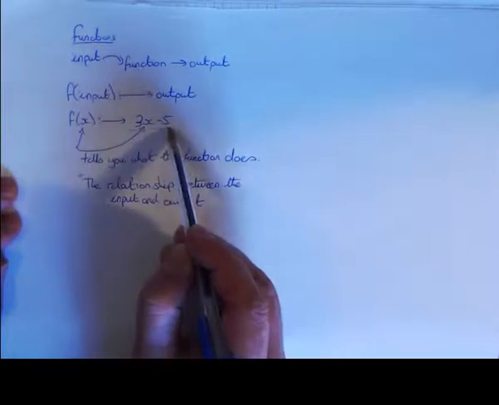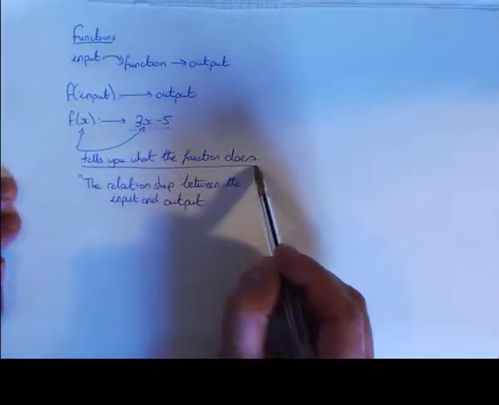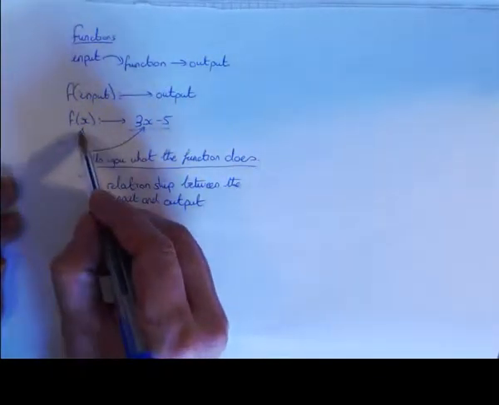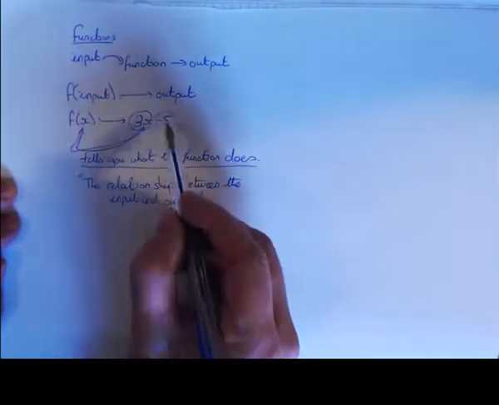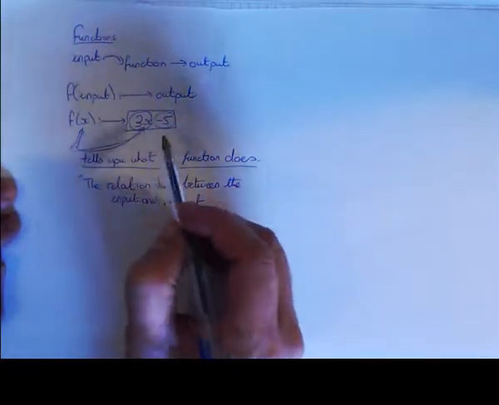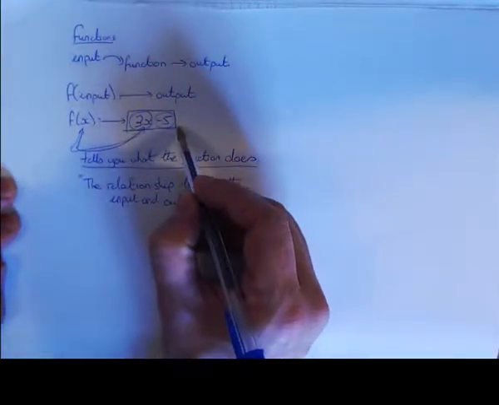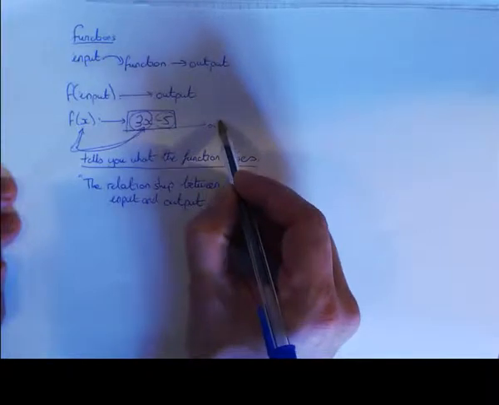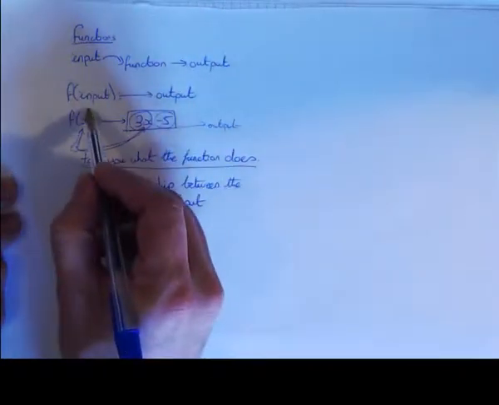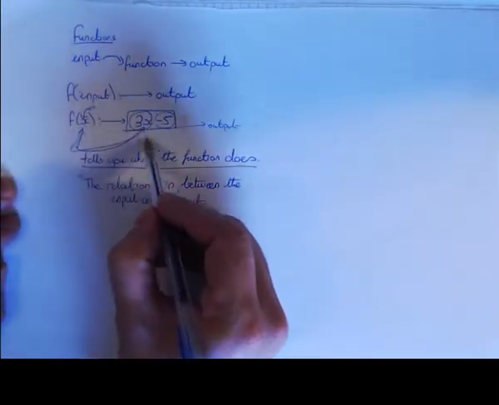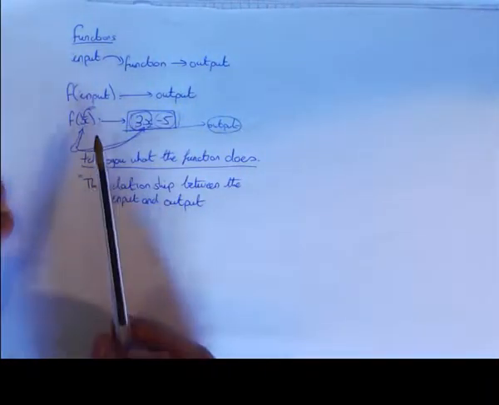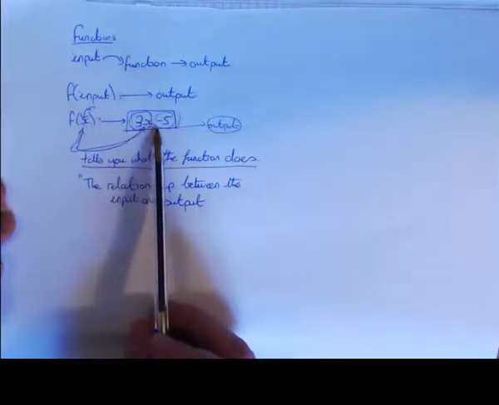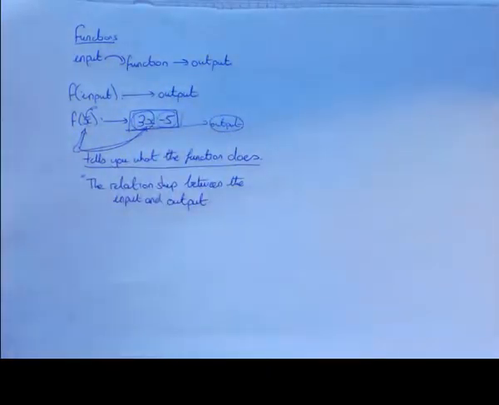So this little example here, 3x minus 5, just tells you what the function does. It takes this input x, multiplies it by 3, and then subtracts 5. That is the output. So we have an input value, x, and an output value, 3x minus 5. For every input x, we have an output 3x minus 5. So this tells you the relationship between the input and the output.